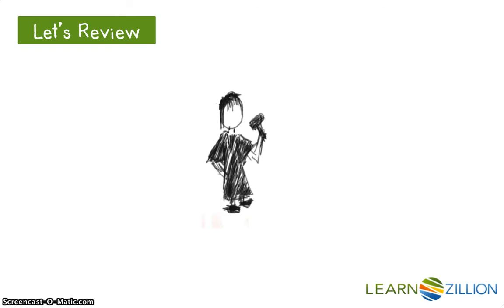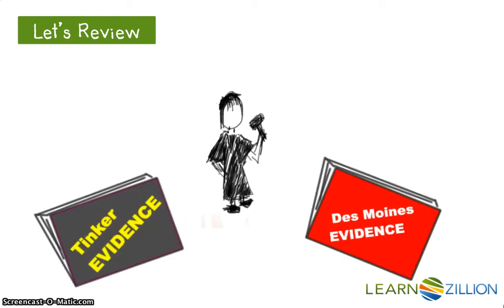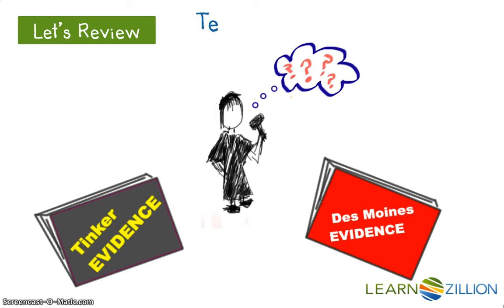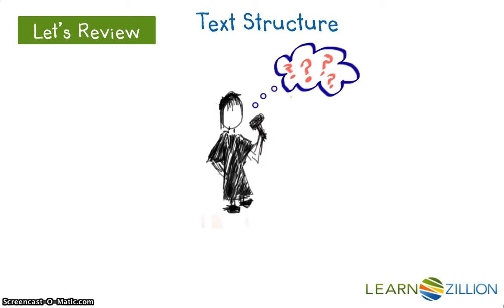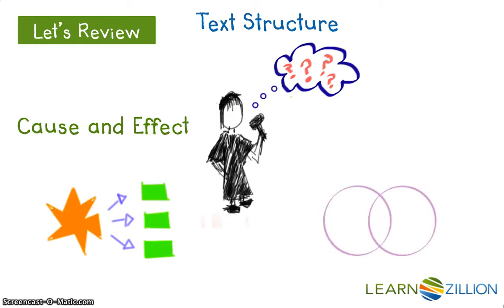In the case of the Supreme Court, they are provided with all of the evidence. Their job is to decide how they are going to organize this information to prove their point. The way that the author organizes their writing is called text structure. Writers can choose from a variety of common text structures, such as cause and effect and compare and contrast.